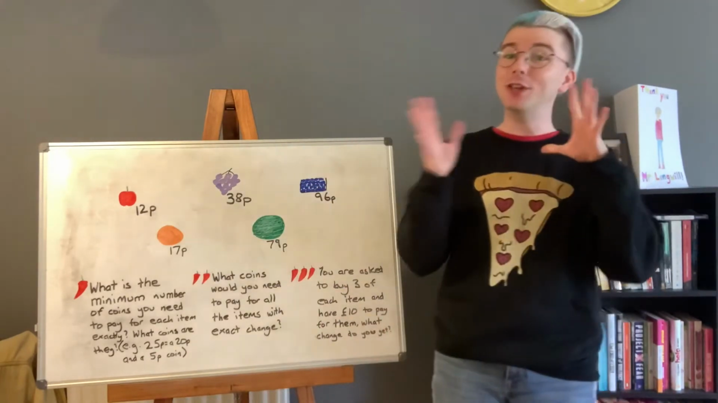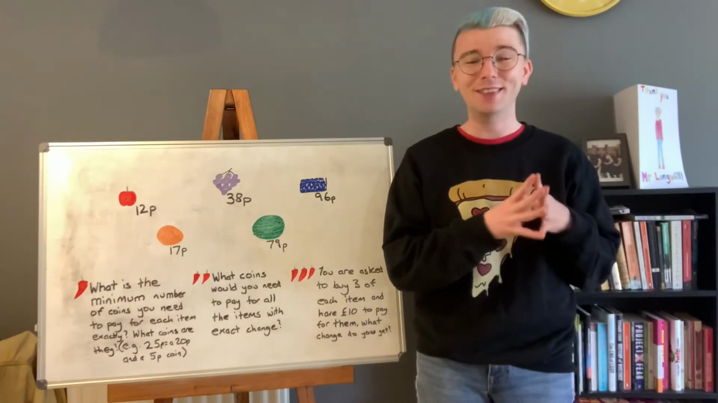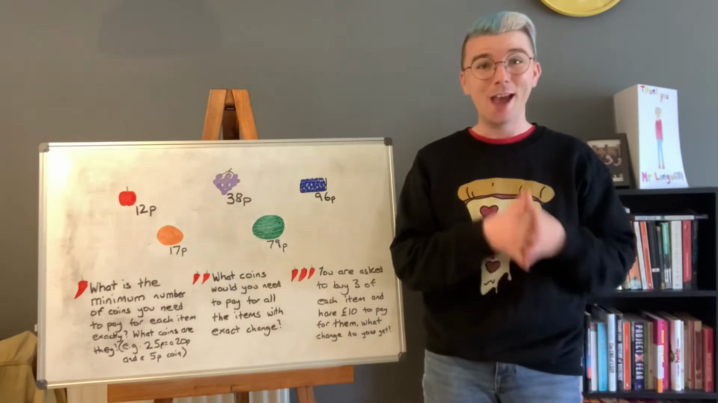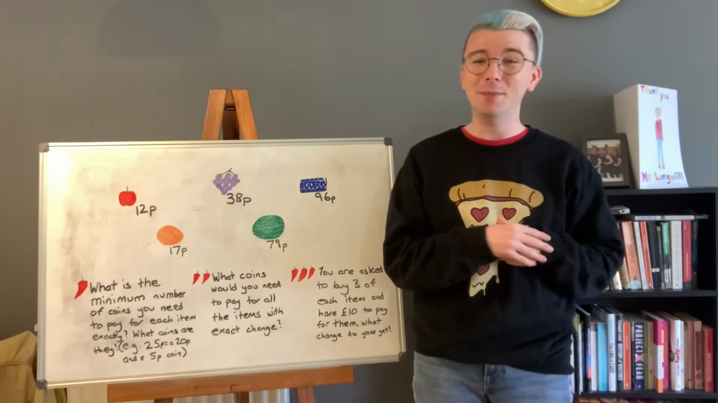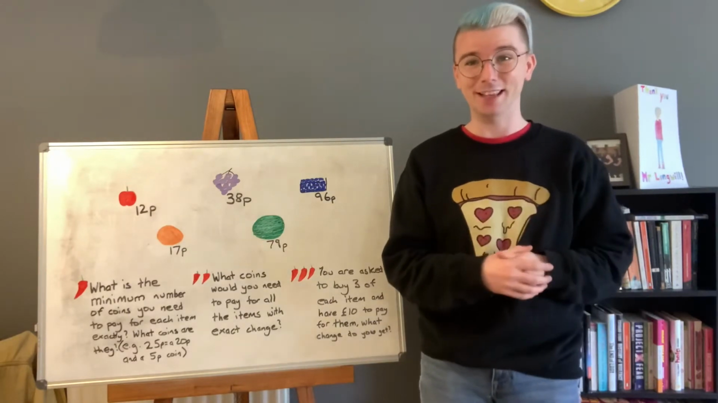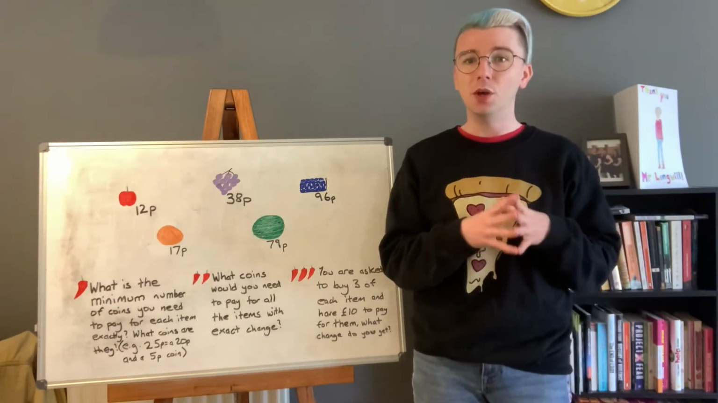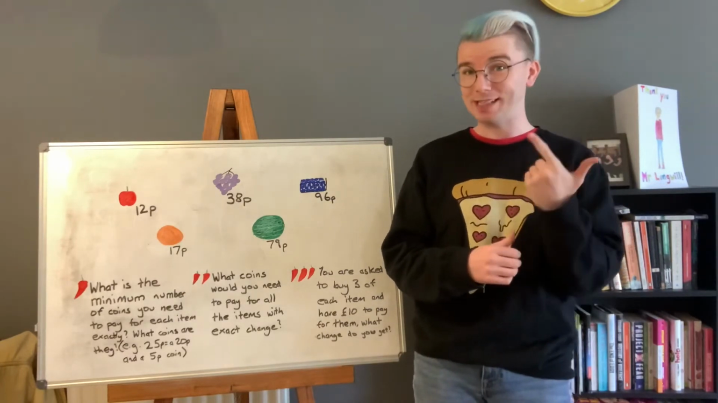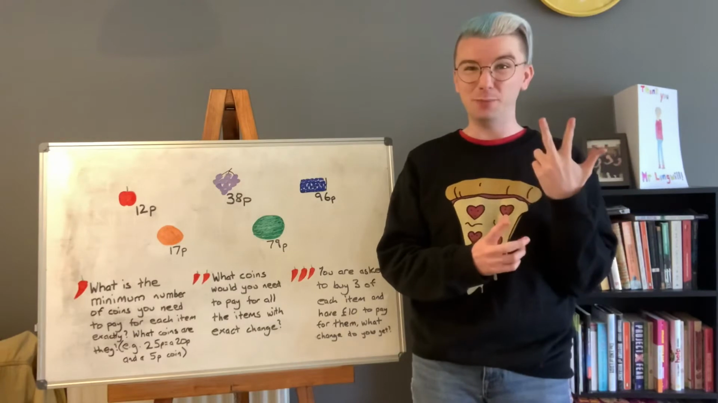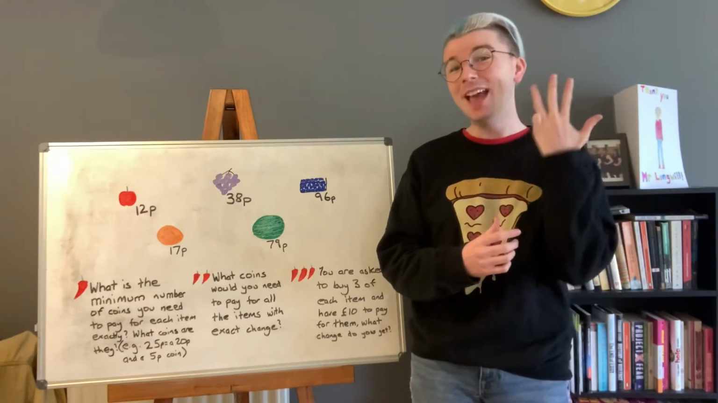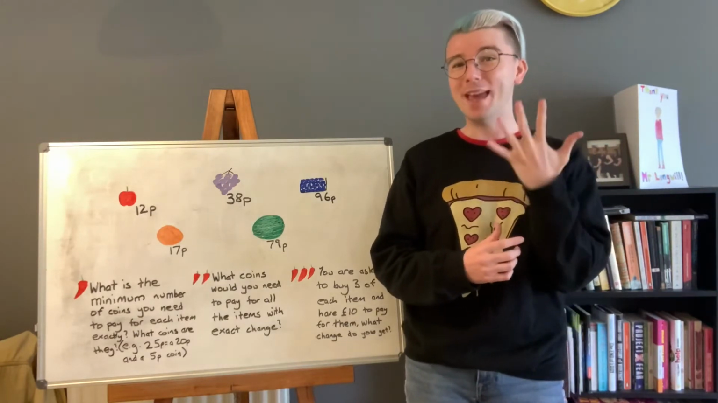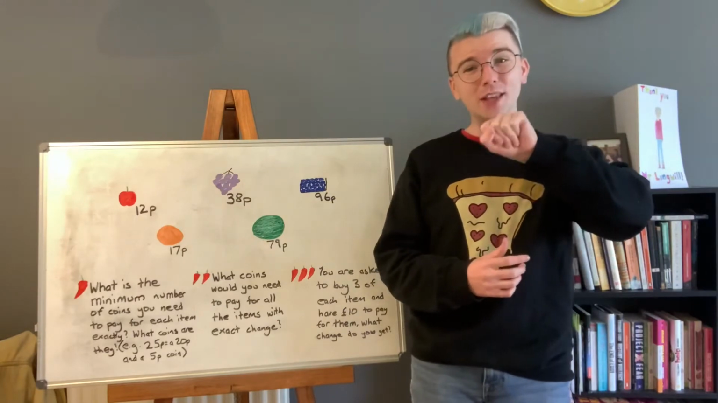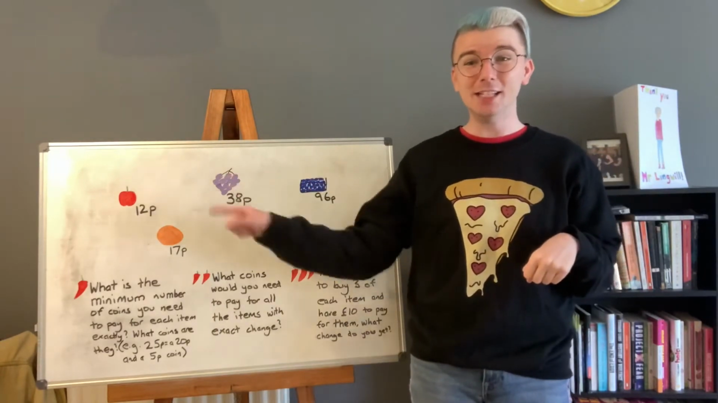Now, let's look at our bunch of grapes, which is 38 pence. How many coins do you think it will take to make 38 pence exactly? Let's break it down. So, we would need a 10 pence, we would need a 20 pence, we would need a 5 pence, we would need a 2 pence, and we would need a 1 pence piece. 5 coins to make 38 pence.